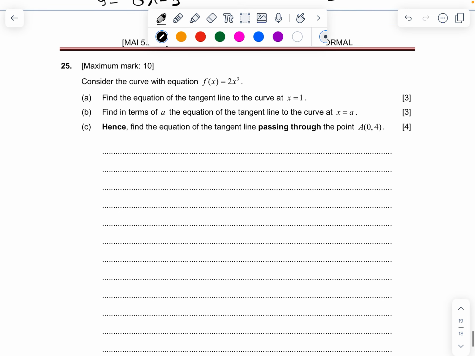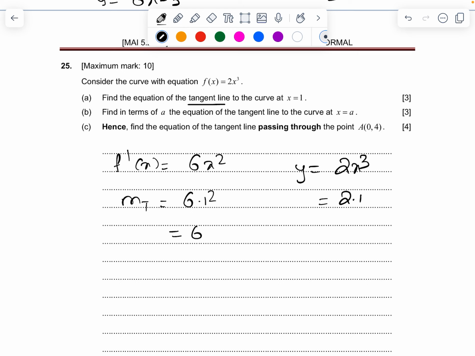And the last question, question number 25. f of x is given, find the equation of the tangent. So first find f prime x, which is 6x squared. So the gradient of the tangent will be 6 times 1 squared, which is 6. The point will be y equals 2x cubed, 2 times 1 cubed, which is 2. So the point is 1, 2. So y minus y1 equals m times x minus x1. y equals 6x minus 4.